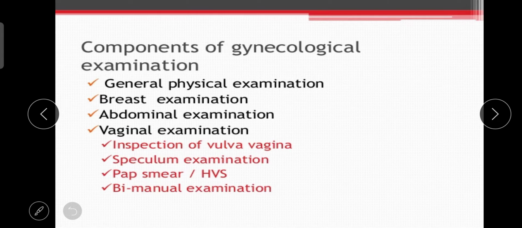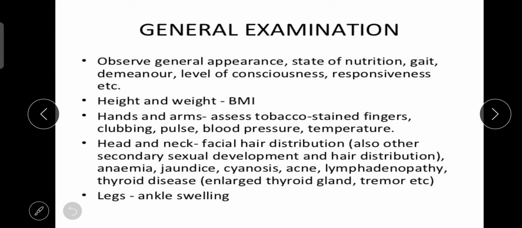The components of gynecological examination are general or physical examination, breast examination, abdominal examination, and vaginal examination. In the vaginal examination, we have inspection of the vulva or vagina, speculum examination, pap smear, and bimanual examination. Now we are going to study them one by one in detail. The first one is general examination.